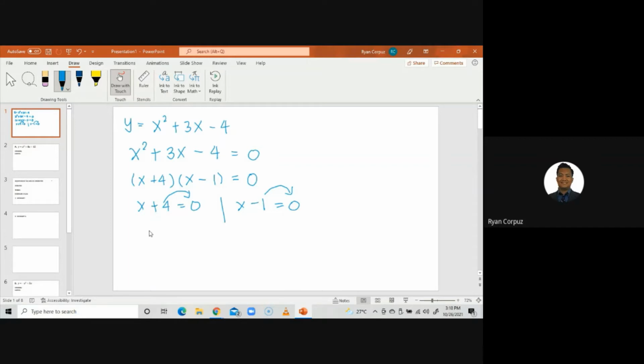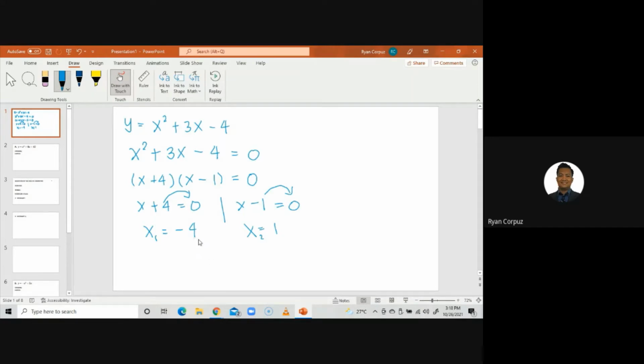So what will be the value of x here? What will be the first value of x? See nga? Negative 4. So that is negative 4. That is correct. How about the other one? What would be the other value of x? That's x sub 2. Positive 1 po. That is positive 1. And that negative 4 and positive 1 are what we call as the x-intercepts of the given equation of the quadratic function.